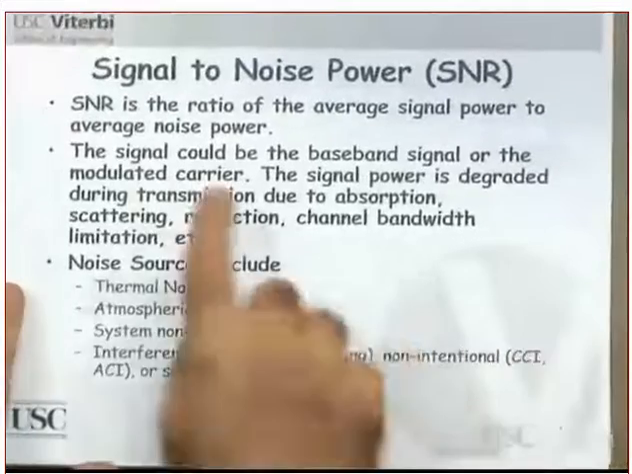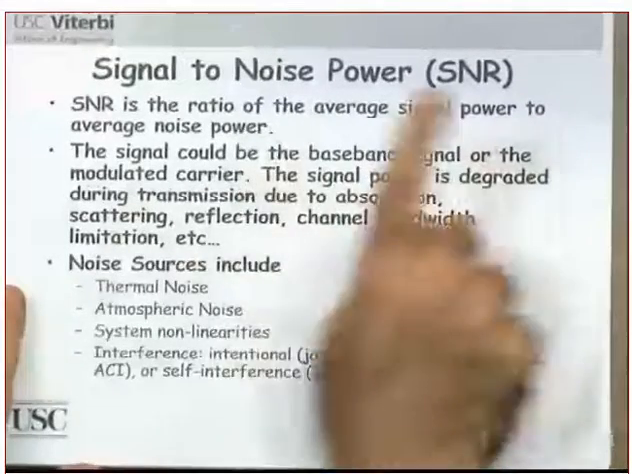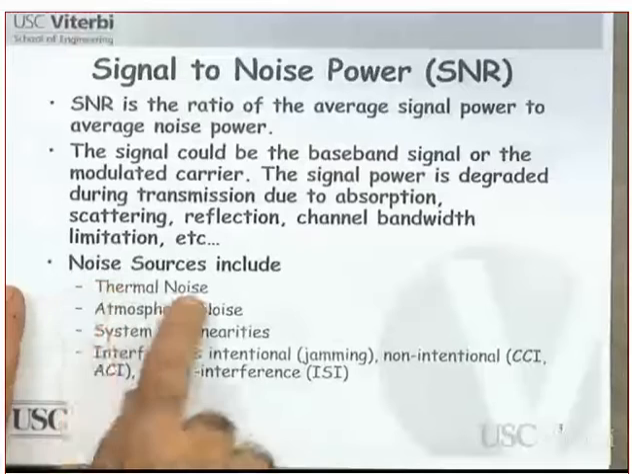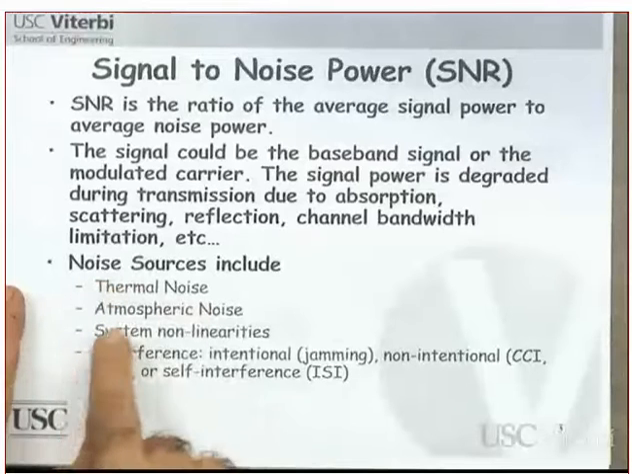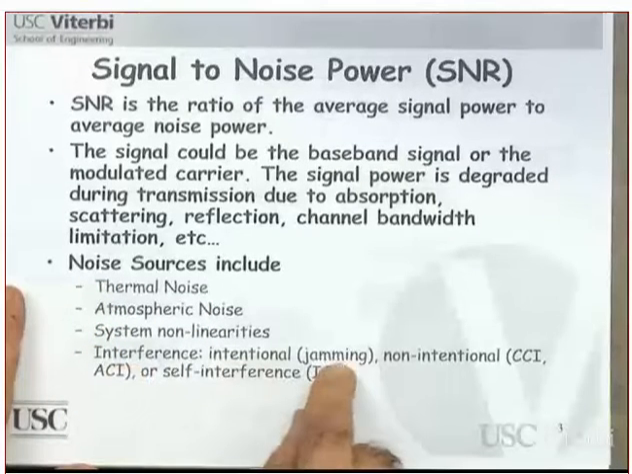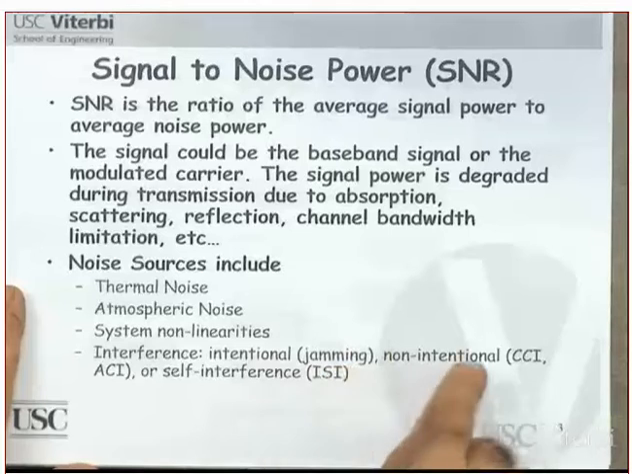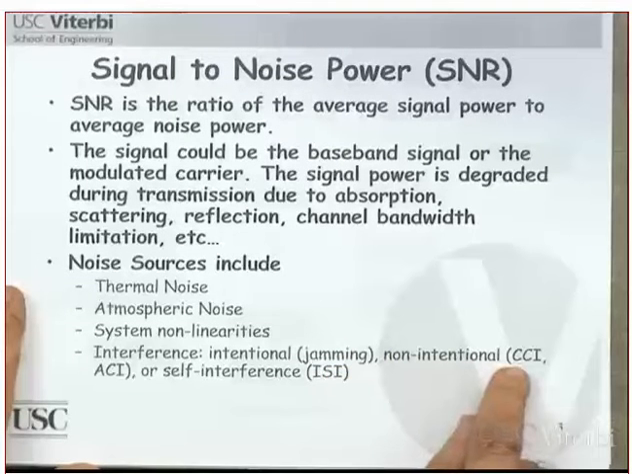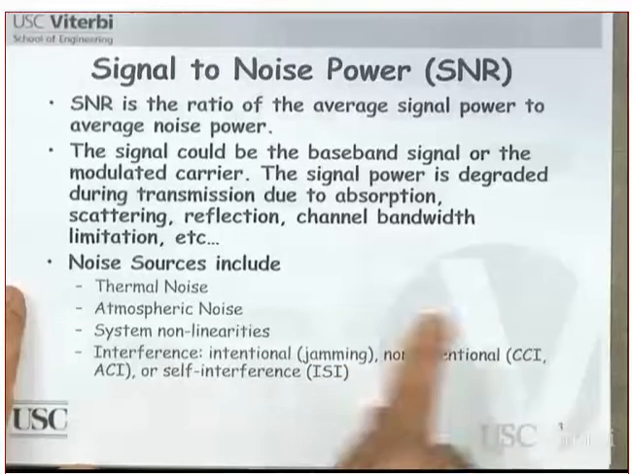Again, the signal to noise ratio is the average signal power to the noise. Where is the noise coming from? Thermal noise, atmospheric noise, system non-linearity, interference, both intentional and non-intentional. Intentional means jamming. Non-intentional includes CCI and ACI.